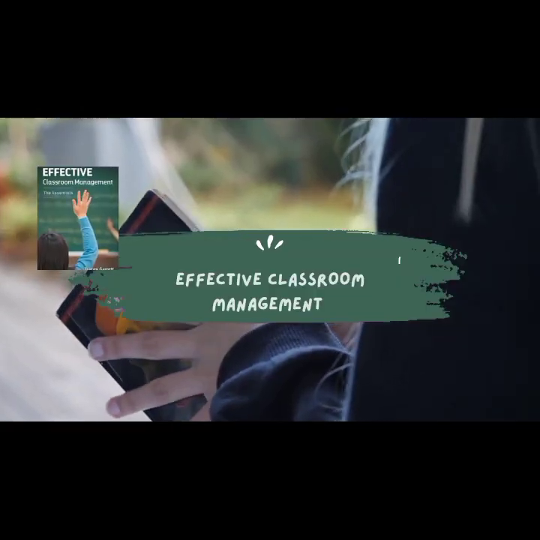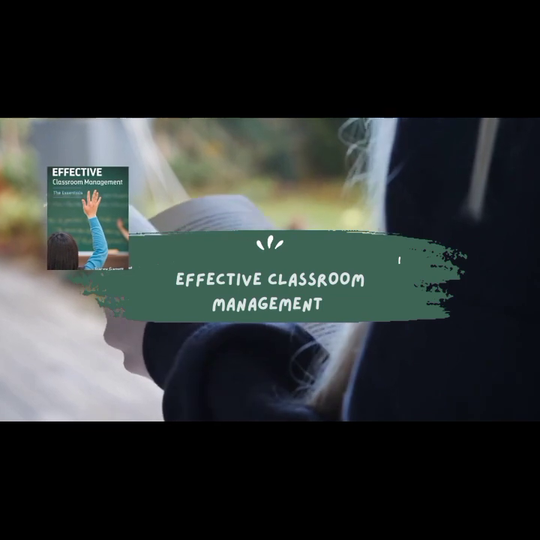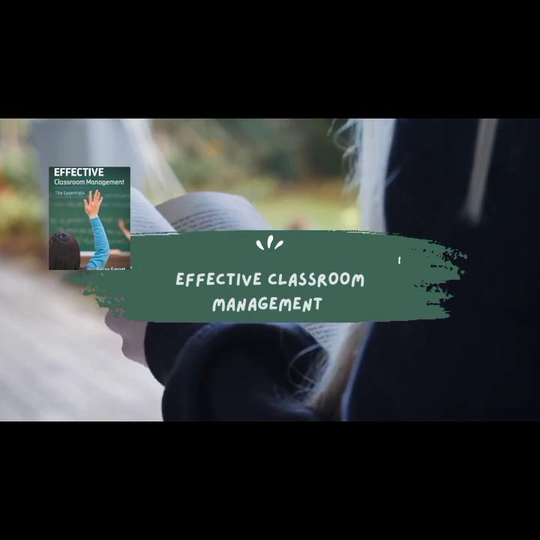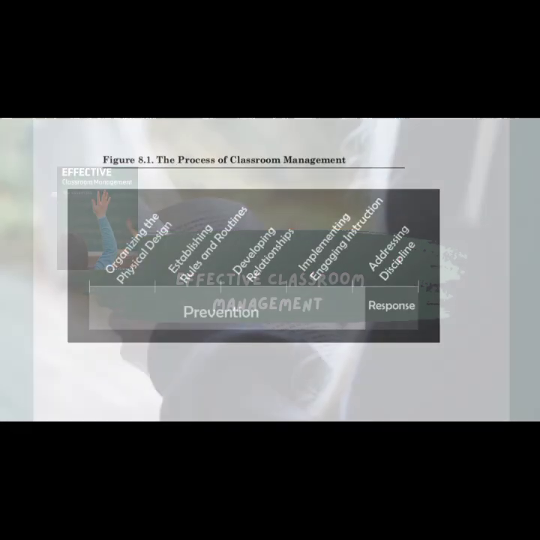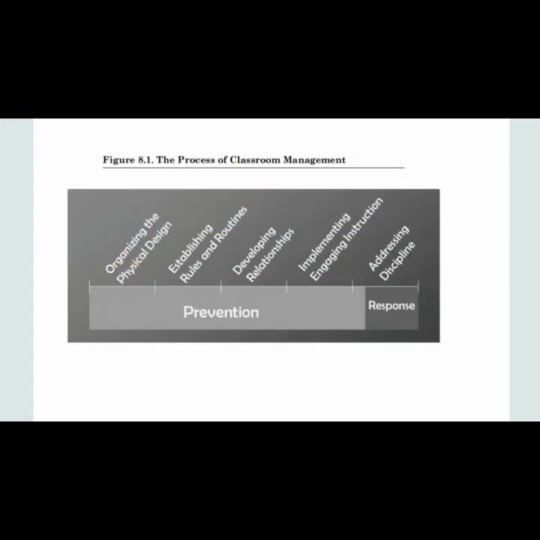The second book we have is Effective Classroom Management by Tracy Garrett, where he talks about how to manage your classroom effectively. When you hear classroom management, the first thing that might come to your mind is discipline. However, this book devotes a great portion of its paper talking about how to prevent misbehavior through creating a healthy environment. So this diagram summarizes all the book.